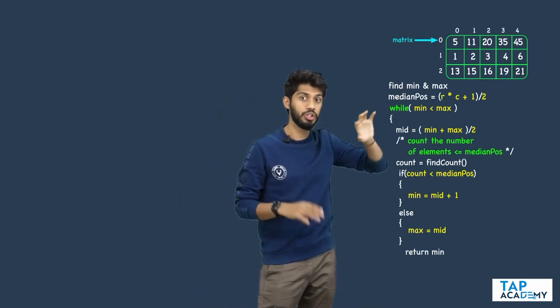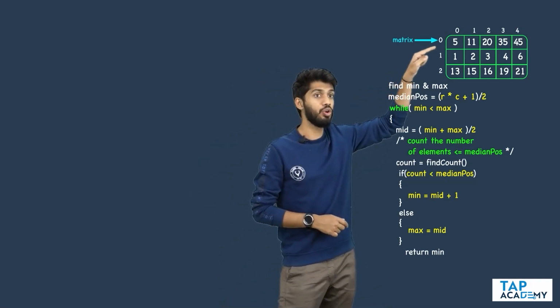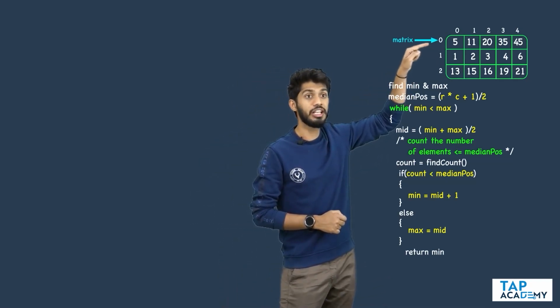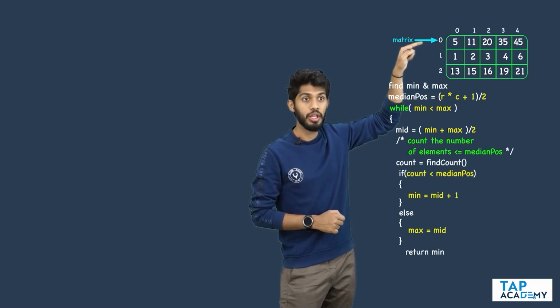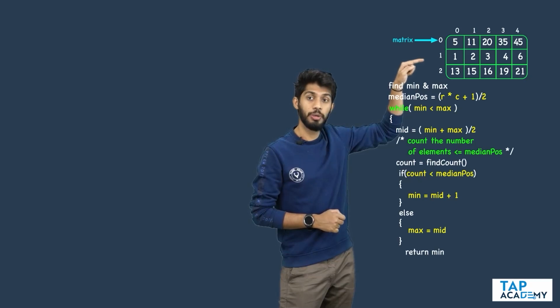So how do I do this? Very simple. All that I need to do is, first I need to find the count of all the elements which are less than or equal to mid in this row. Next I need to find the count of all the elements which are less than or equal to mid in this row.